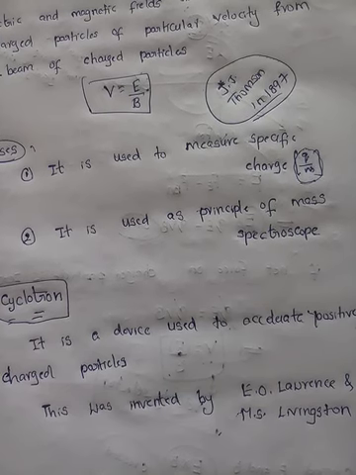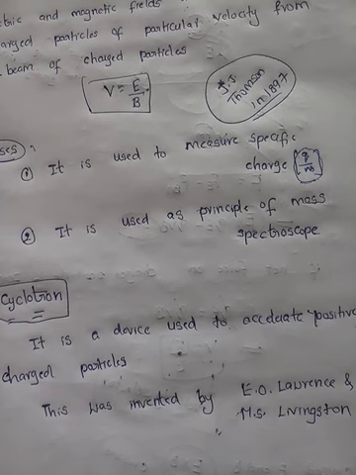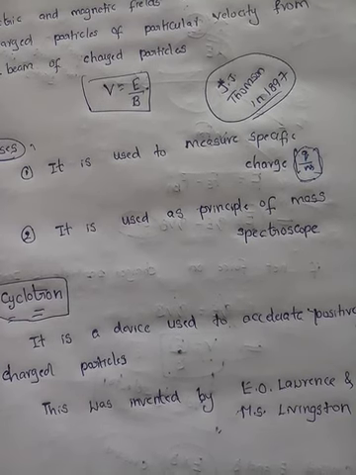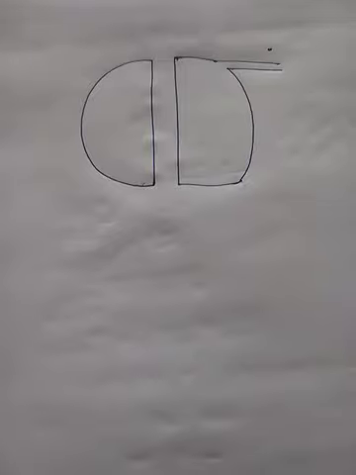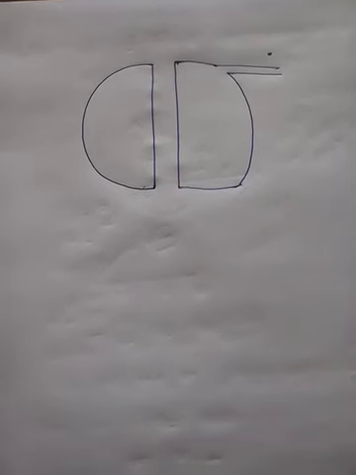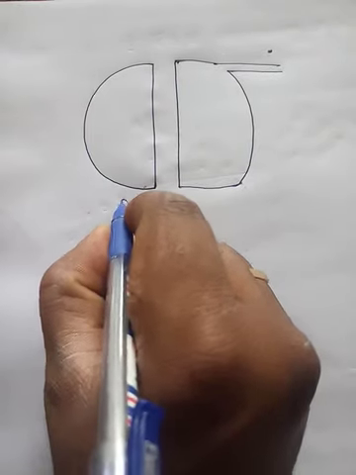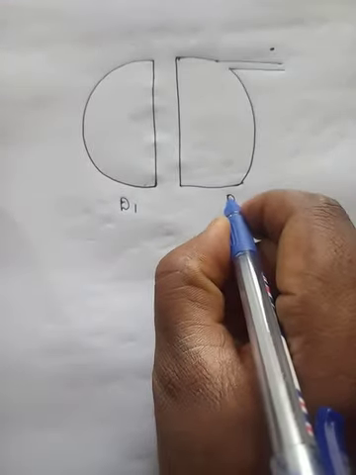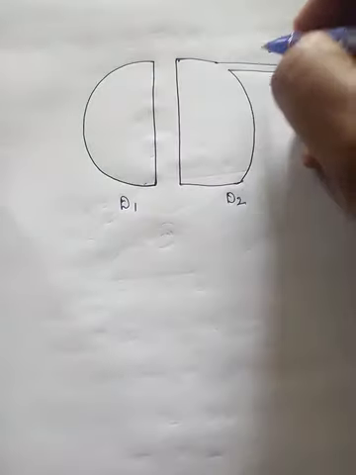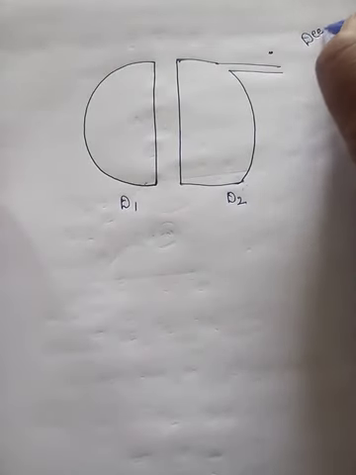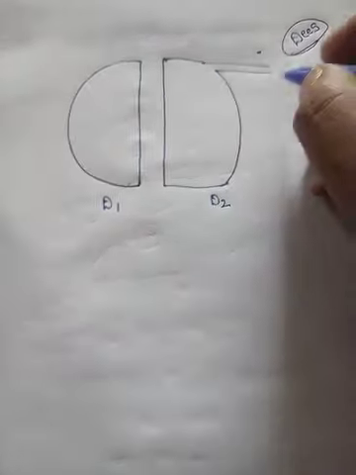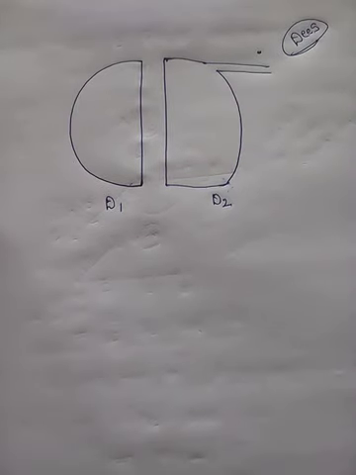Let us know how it works and how it accelerates charged particles using the concept of electric field and magnetic field. See here, this is the cyclotron. It consists of these two metallic discs, which are insulated from each other.